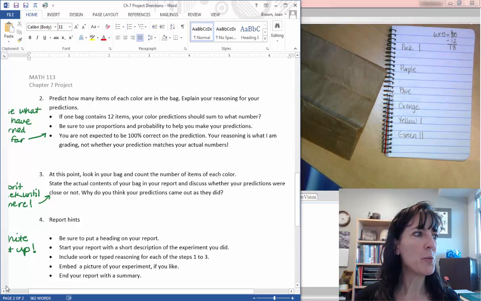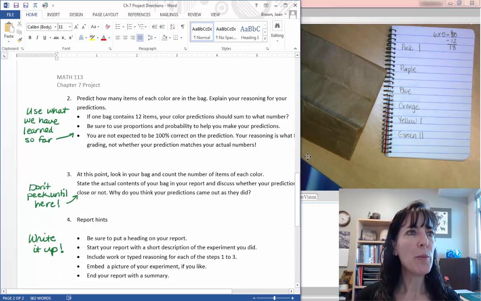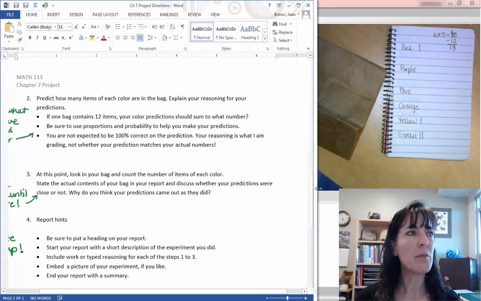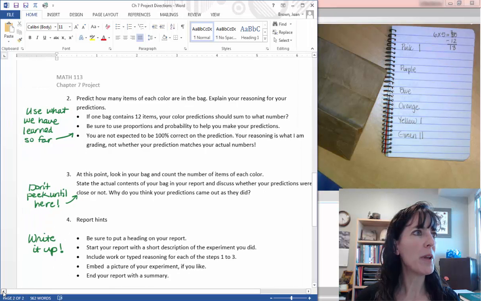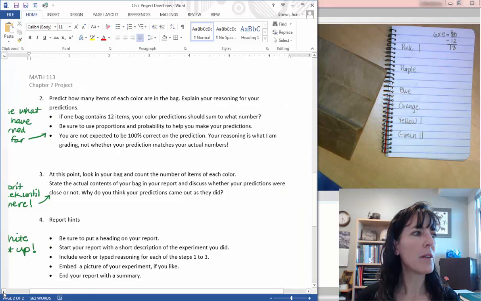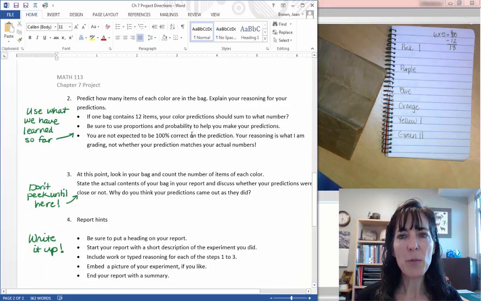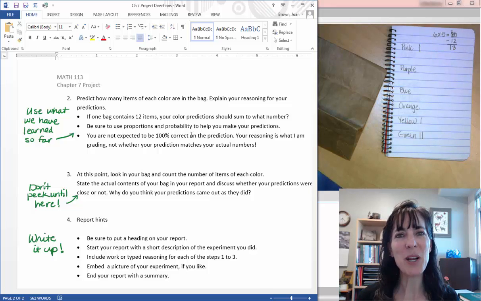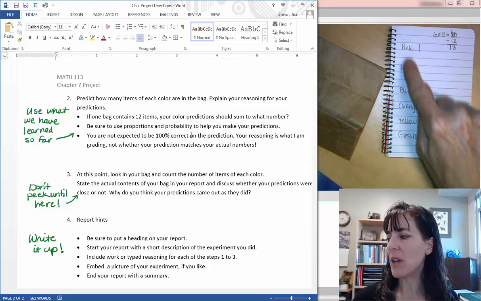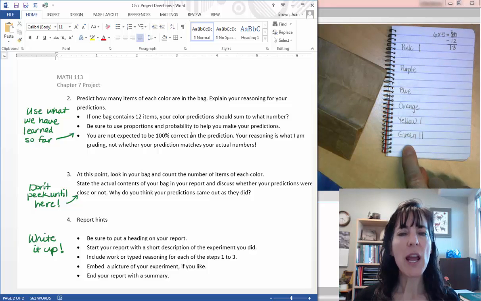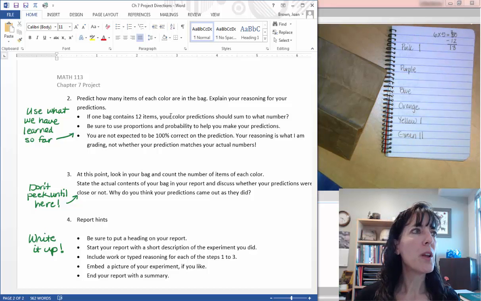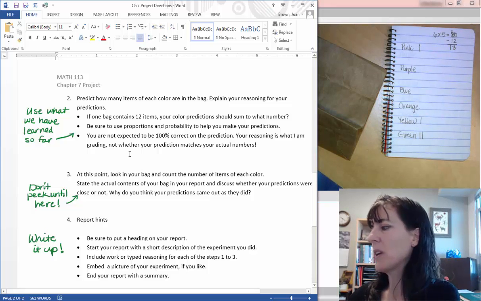Step 2 is to predict how many items of each color are in your bag. So I still have not peeked into my bag. I have no idea what's in there, but I know that it's going to be some of these colors, and I also know there's only 12 items in my bag. So for example, I'm going to make up some data.